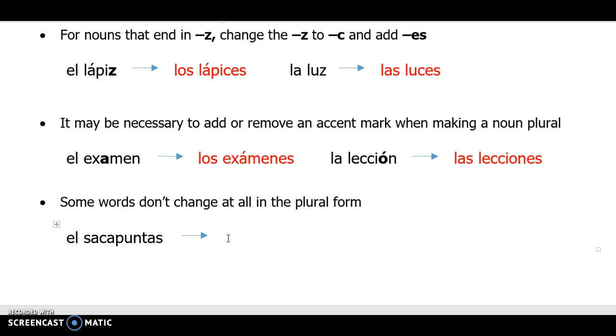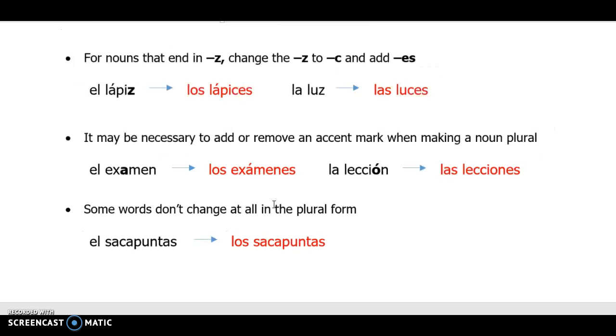El sacapuntas already ends in a vowel and an S. It's already there. It's more than one syllable. It ends in a vowel S. El's still going to change to los. Sacapuntas, however, is going to stay just as it is. We're not going to make it sacapuntases. That would sound ridiculous.